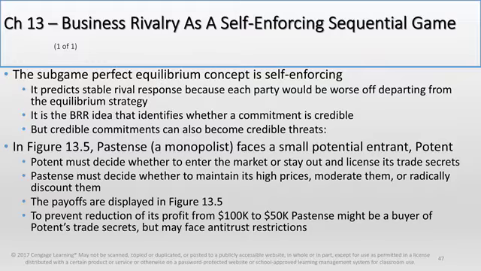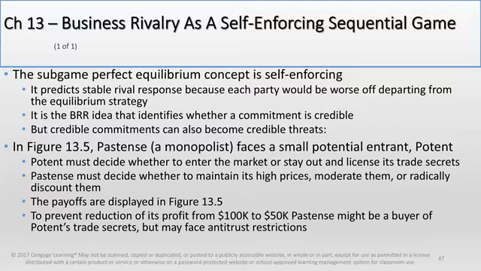Sequential games and business rivalry, key concepts. The subgame perfect equilibrium is self-enforcing. No third-party enforcement is needed. Players follow strategies because deviating would make them worse off. It relies entirely on mutual best reply responses at every stage.